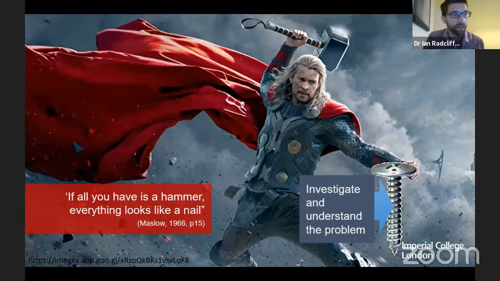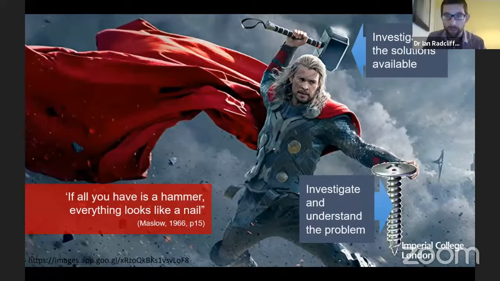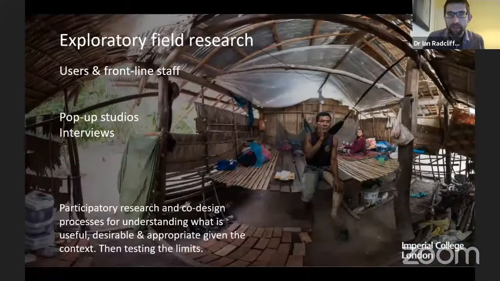So the first thing you need to do is to investigate and understand the problem. And that way you can investigate suitable solutions that are appropriate to solve that. And what better way is there to understand the problem than to work with the people who are directly affected by it? So in the work we've been doing over the last few years, we've been working with partners in the field, speaking with P&O end users and frontline staff, to better understand the problems that the users are facing on a day-to-day basis. And this is to better inform the design process.